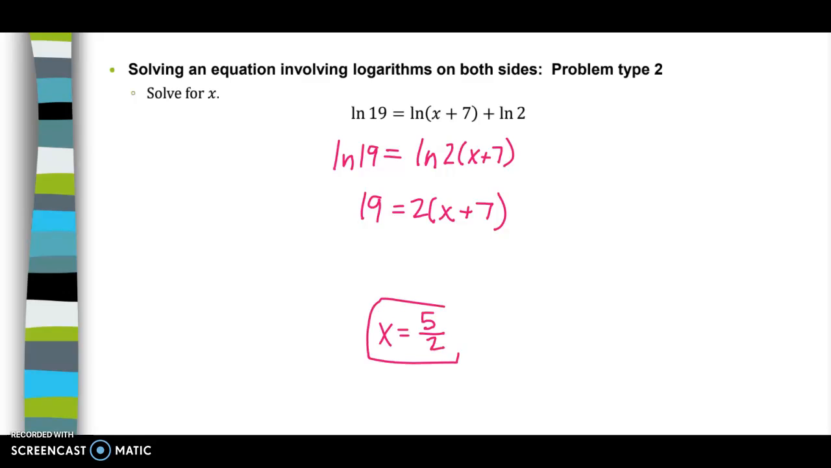And then when we plug it back in for this one, we will get that it works out. Okay, so that is an answer even after checking. And that's how we can solve equations involving logarithms on both sides.